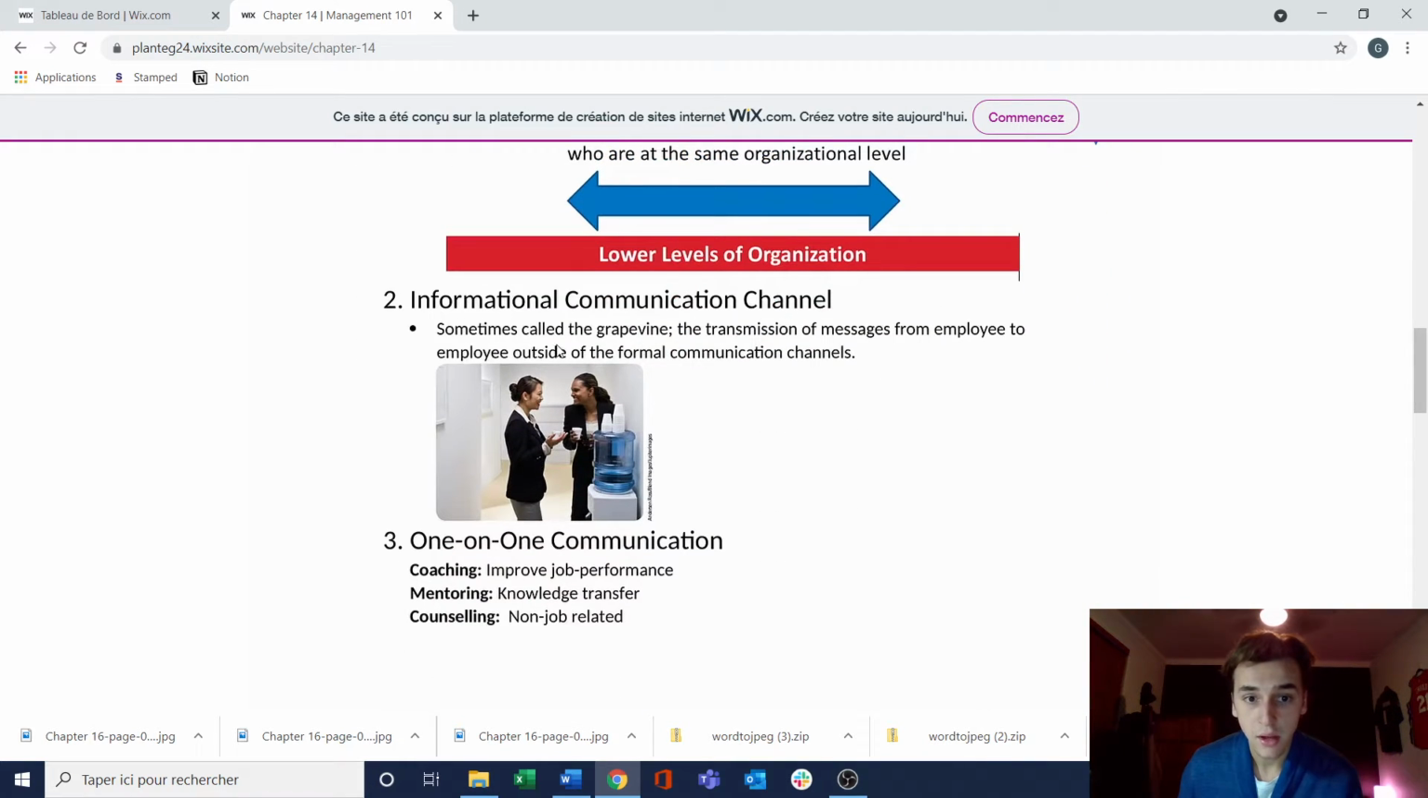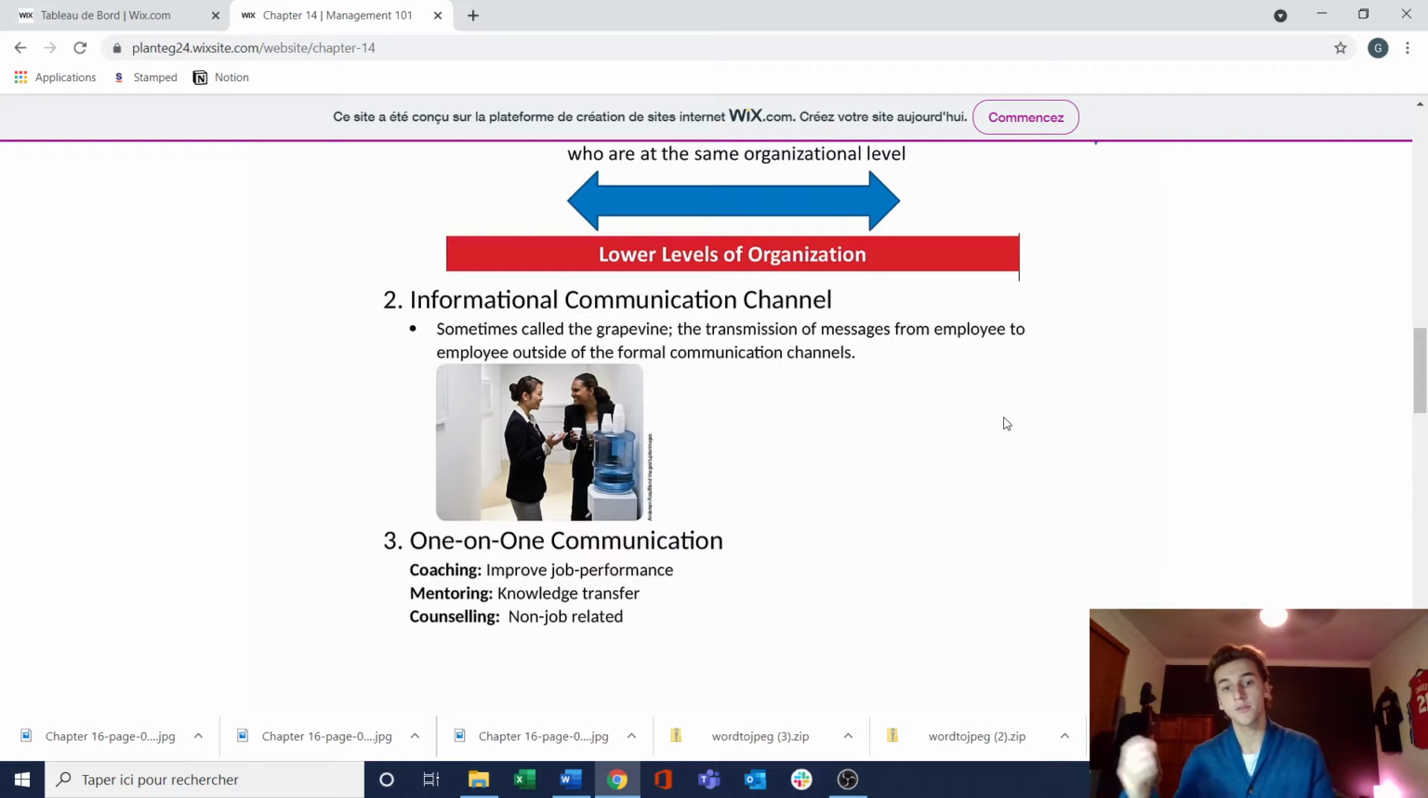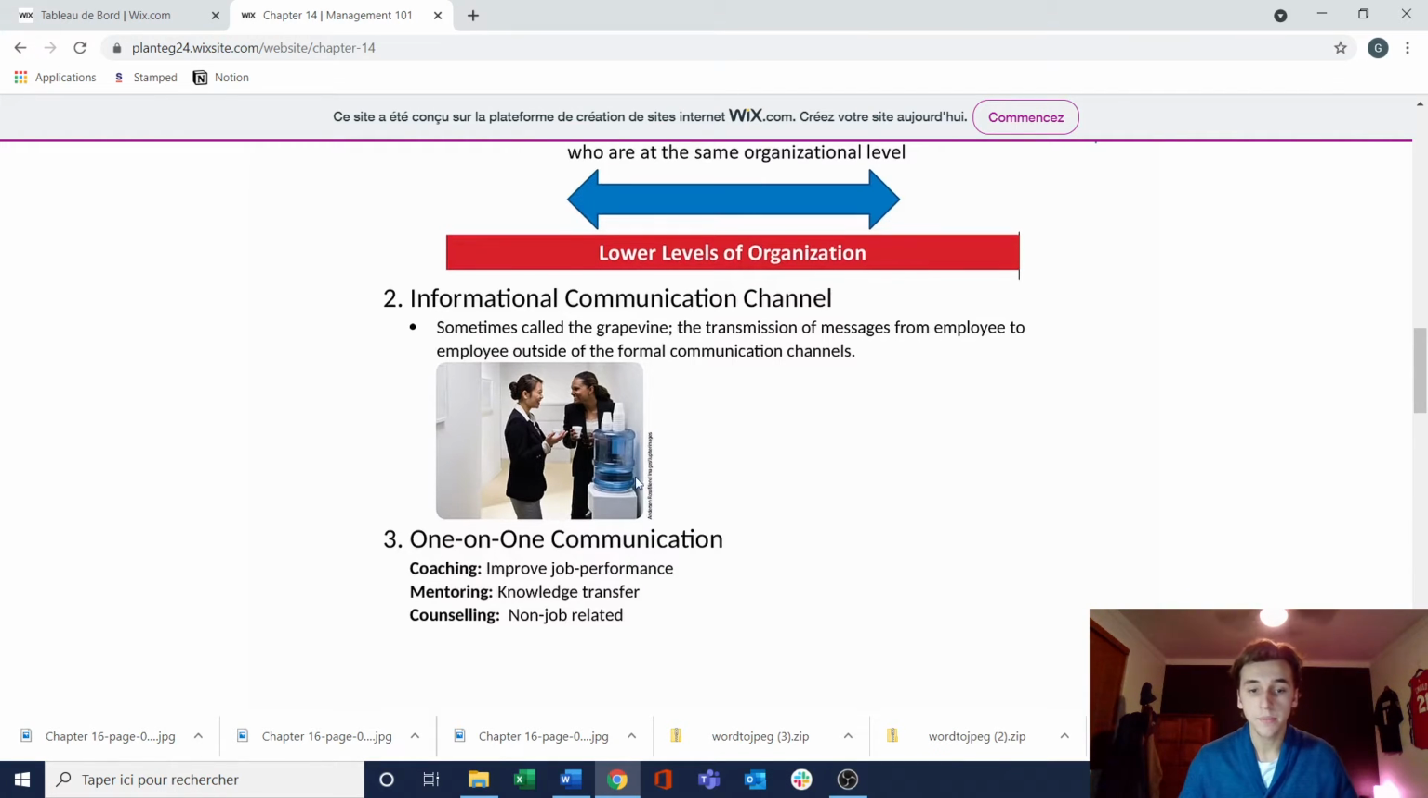Informal communication channels are sometimes called the grapevine, the transmission of messages from employee to employee outside the formal communication channels. So they can use a messenger group chat, or they can chit chat at the water fountain. They can have a coffee one-on-one at Starbucks. So this is just the normal chit chat in a work environment.